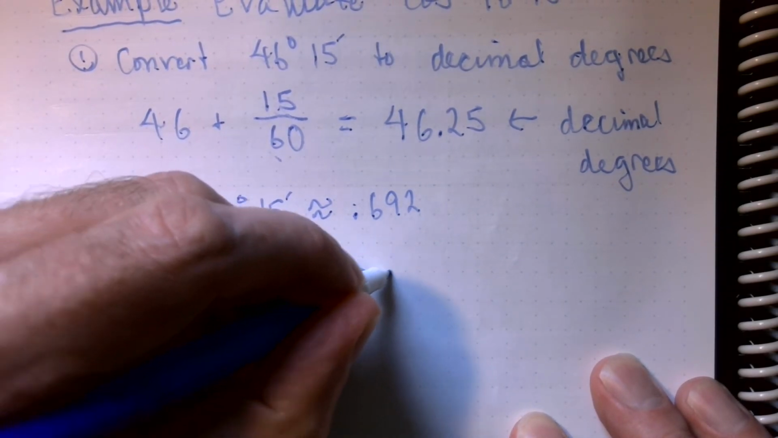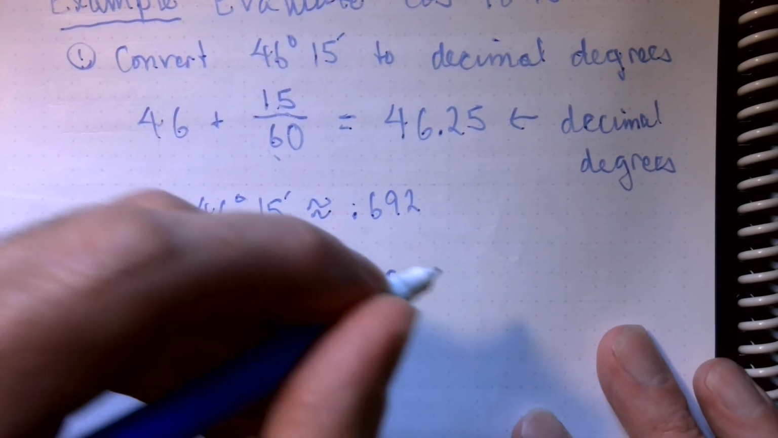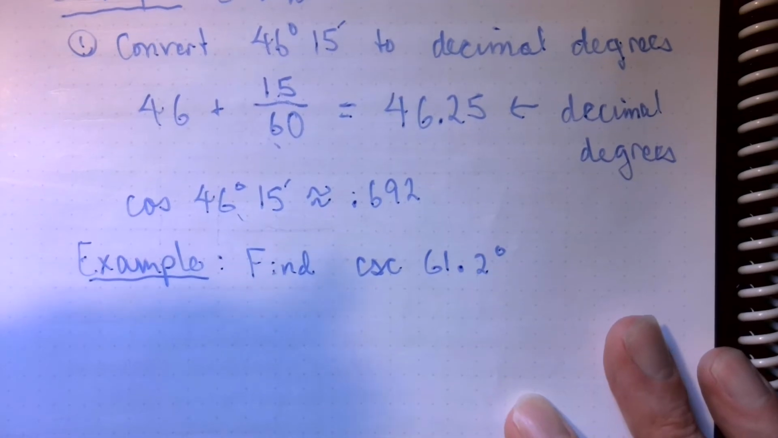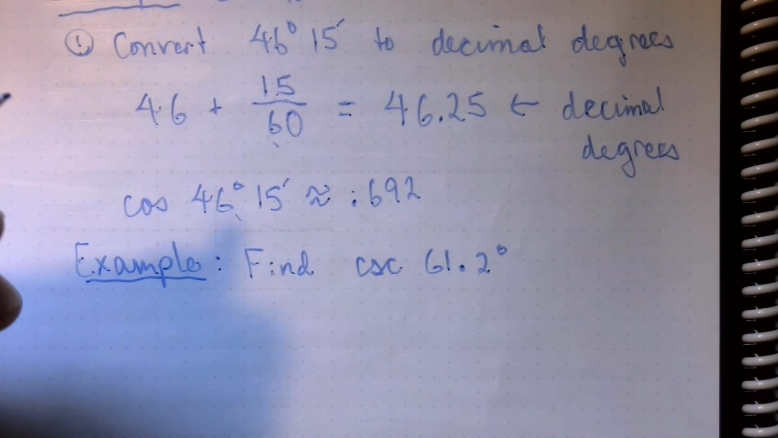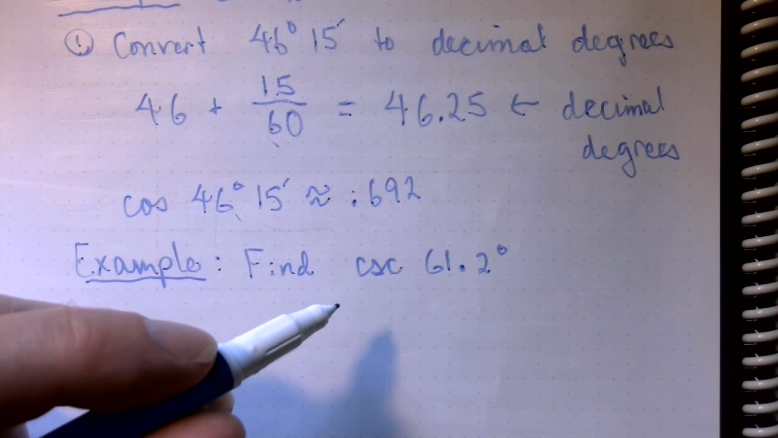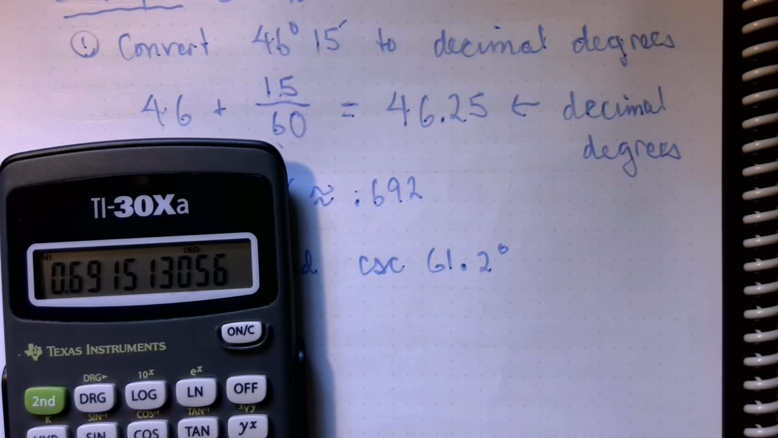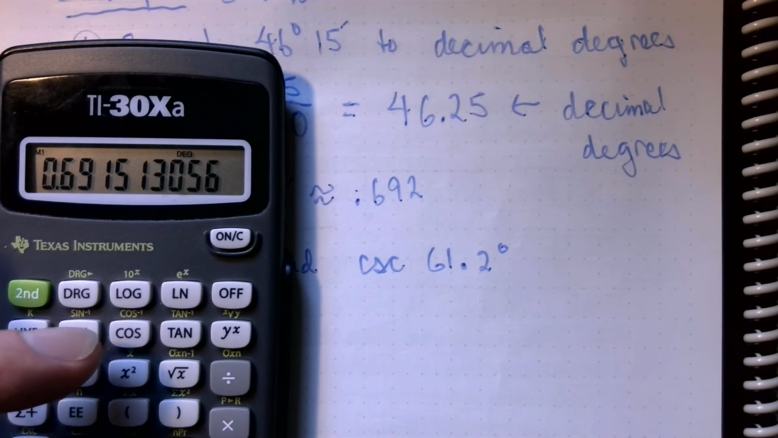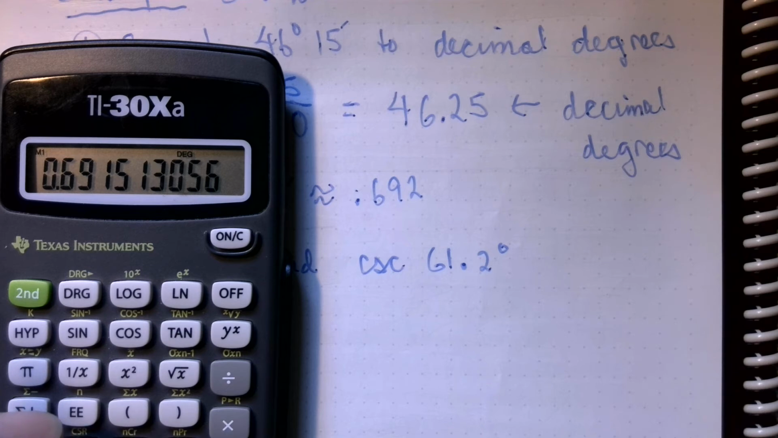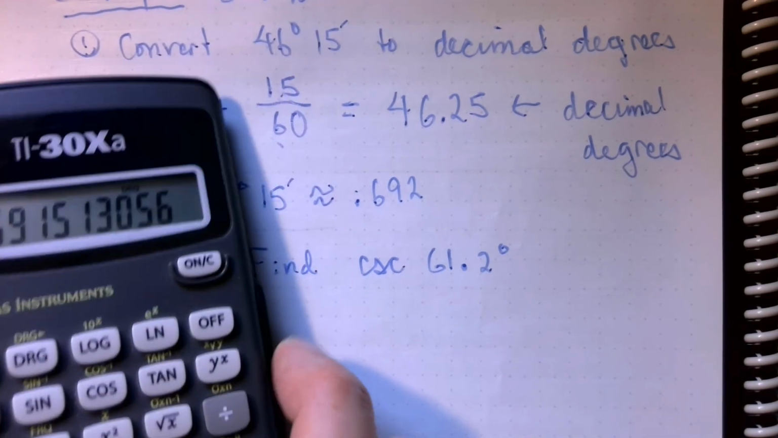Let me do one more thing on my calculator. Let's try this one. Let's try cosecant 61.2 degrees. Okay, cosecant of 61.2 degrees. So we've already got decimal degrees, so that's great. The only problem is, I'm looking at my calculator, I got a button for sine, cosine, tangent. I don't have a button for cosecant. What we're going to do is we're going to use an identity.